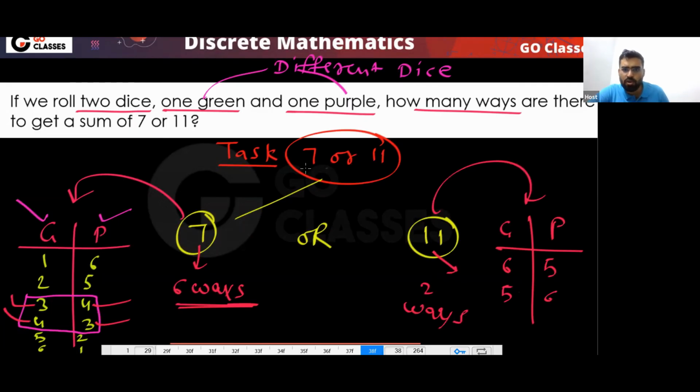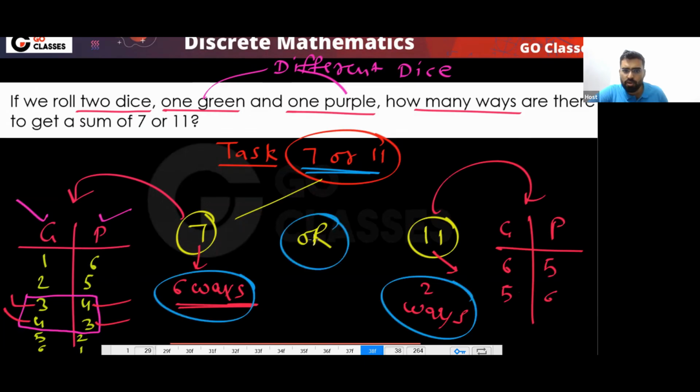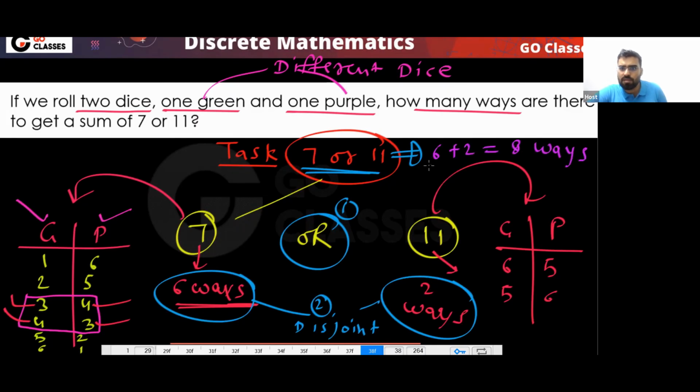Remember your task is to get 7 or 11. So either you can do this or you can do this. And you can notice these 6 ways are disjoint from these 2 ways. So this OR condition is satisfied. So finally, what is the answer? The answer will be 6 plus 2, total 8 ways. This will be the final answer.